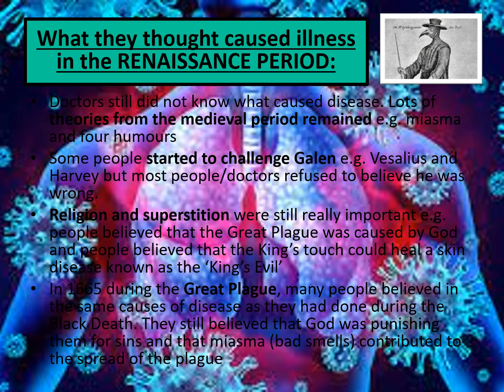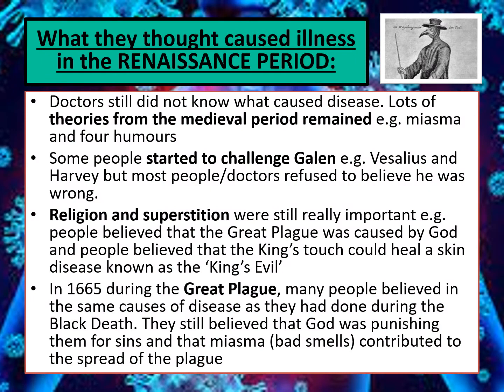So we're now going to move on to the next time period and think about what they thought caused illness in the Renaissance or early modern time period. When we're thinking about this, we're generally thinking about the period from about 1450 to the late 1700s. Now, we've thought about how in the medieval period they believed in a wide range of things that made people ill. They believed in religious causes, they believed in miasma and bad smells, they believed in the four humours. And this still continued in the Renaissance period. All of those theories basically remained.